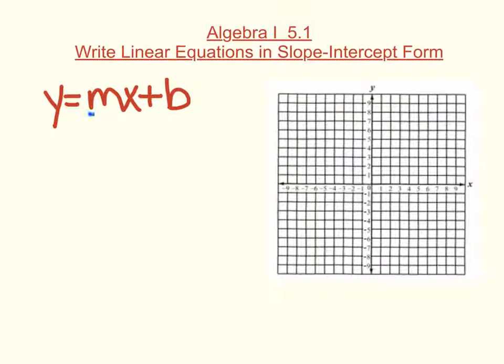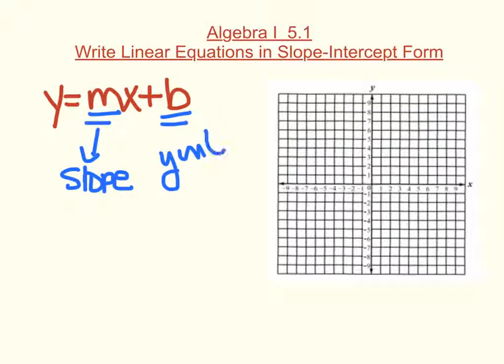Remember, m is your slope. Slope, remember, is the rise over the run, how much it goes up over how much it goes across. Let's try to keep that in a fraction when we can. The slope is the rise over the run. b is your y-intercept. That is your starting point.